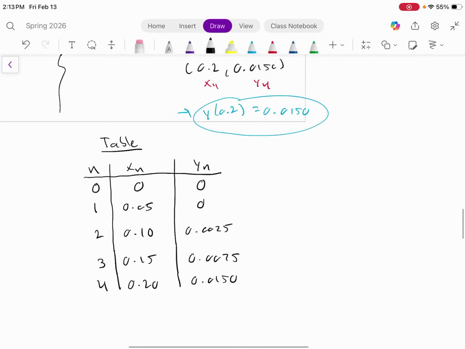Okay, so that's how we apply Euler's method to a differential equation. So we're able to use an initial condition to help us solve for a value, in this case y of 0.2.